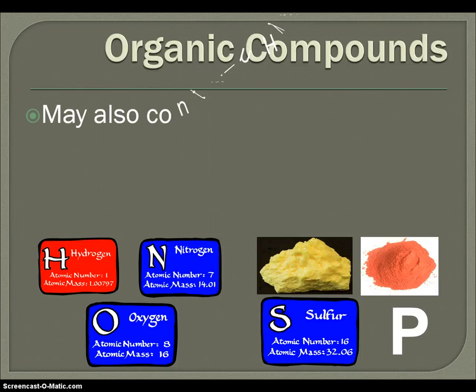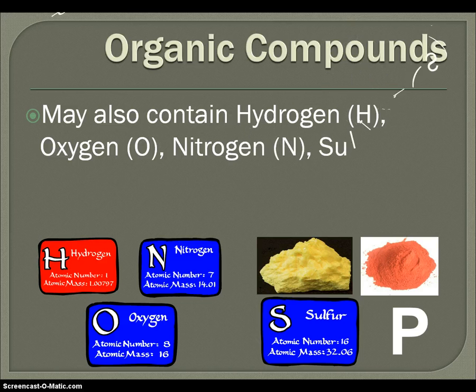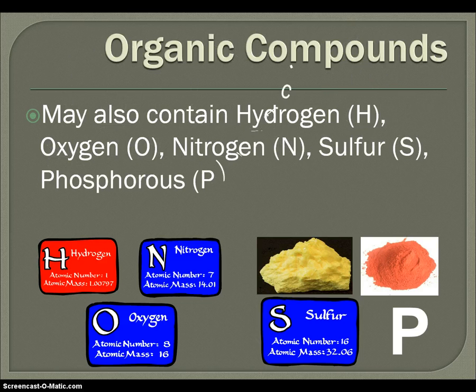Organic compounds are probably going to contain other elements. Well, they have to because it's a compound. And these are the ones that they're most likely to contain: hydrogen, oxygen, nitrogen, sulfur, and phosphorus. There could be other ones, there could be lots of different ones. But these are the ones that are going to be most common in most organic compounds. We called it in the video the other day CHONPS, C-H-O-N-P and S.